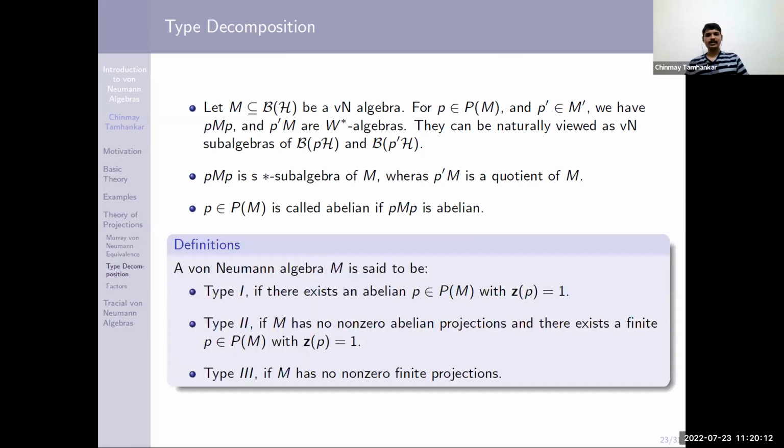A von Neumann algebra is said to be type 1 if there is an abelian projection in M with central support 1. Then it is called type 2 if M has no non-zero abelian projections, but there exists a finite projection with central support 1. And it's called type 3 if M has no non-zero finite projections at all. You can see that these definitions are weird, and so it's not clear why M should be one of these types. Indeed, it's true that M need not be any of these types.